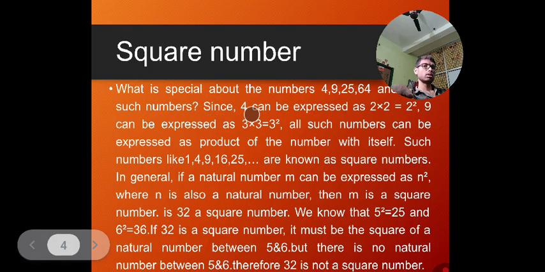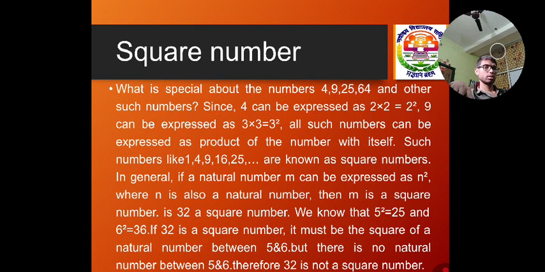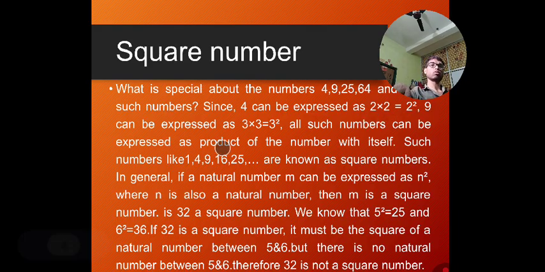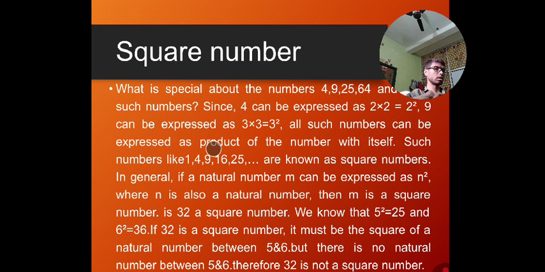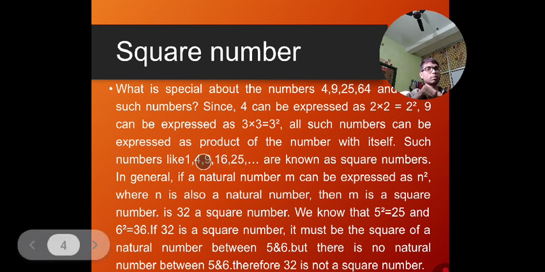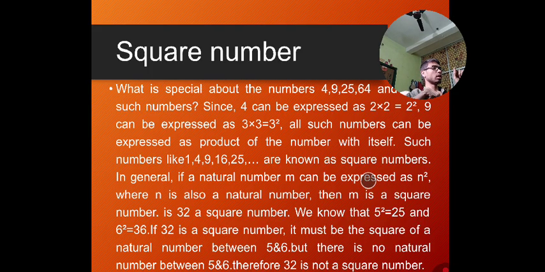What is special about numbers like 4, 9, 25, 64? 4 can be expressed as 2 times 2, which is 2 raised to power 2. 9 can be represented as 3 times 3, which is 3 raised to power 2, equal to 9. Like that we can represent a lot of numbers. All such numbers can be expressed as the product of a number with itself.